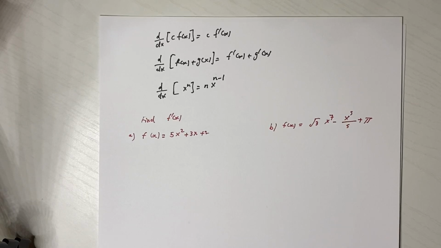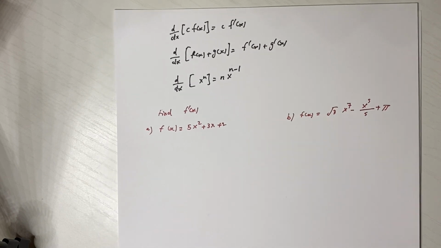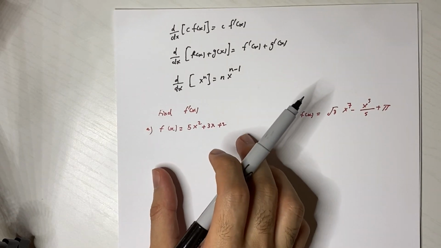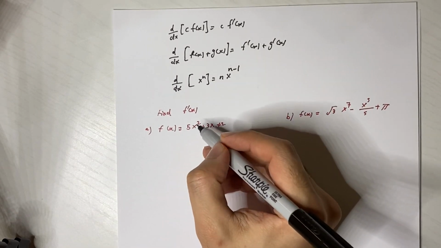So from the last videos, we have these three rules: a function multiplied by a constant, the sum of two functions, and the power rule. What we want to do is apply them to examples.